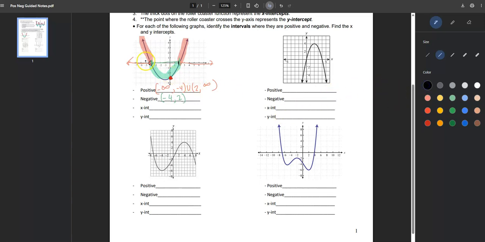All right, my x-intercepts, that's going to be where it's on the line. So that would be at -4. Sorry, this would be x equals -4, comma, and 2. These are not an ordered pair. They're just saying at -4 and at 2.